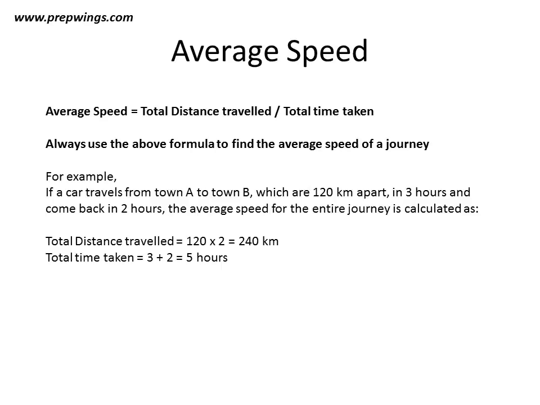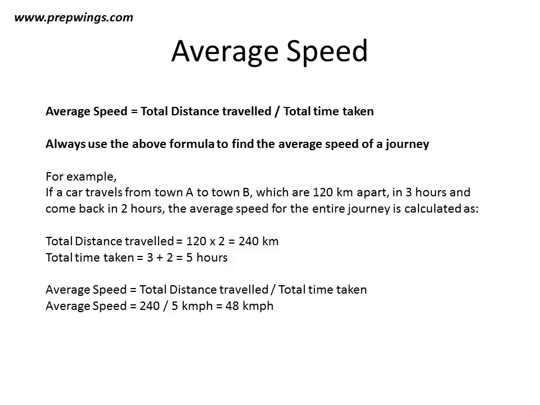So the total distance traveled will be 240 kilometers. The total time taken will be 3 hours to go and 2 hours to come back, which is 5 hours. So the average speed is total distance traveled, which is 240, upon total time taken, which is 5 hours. So 240 upon 5, which is 48 km per hour. This is the average speed for the entire journey.